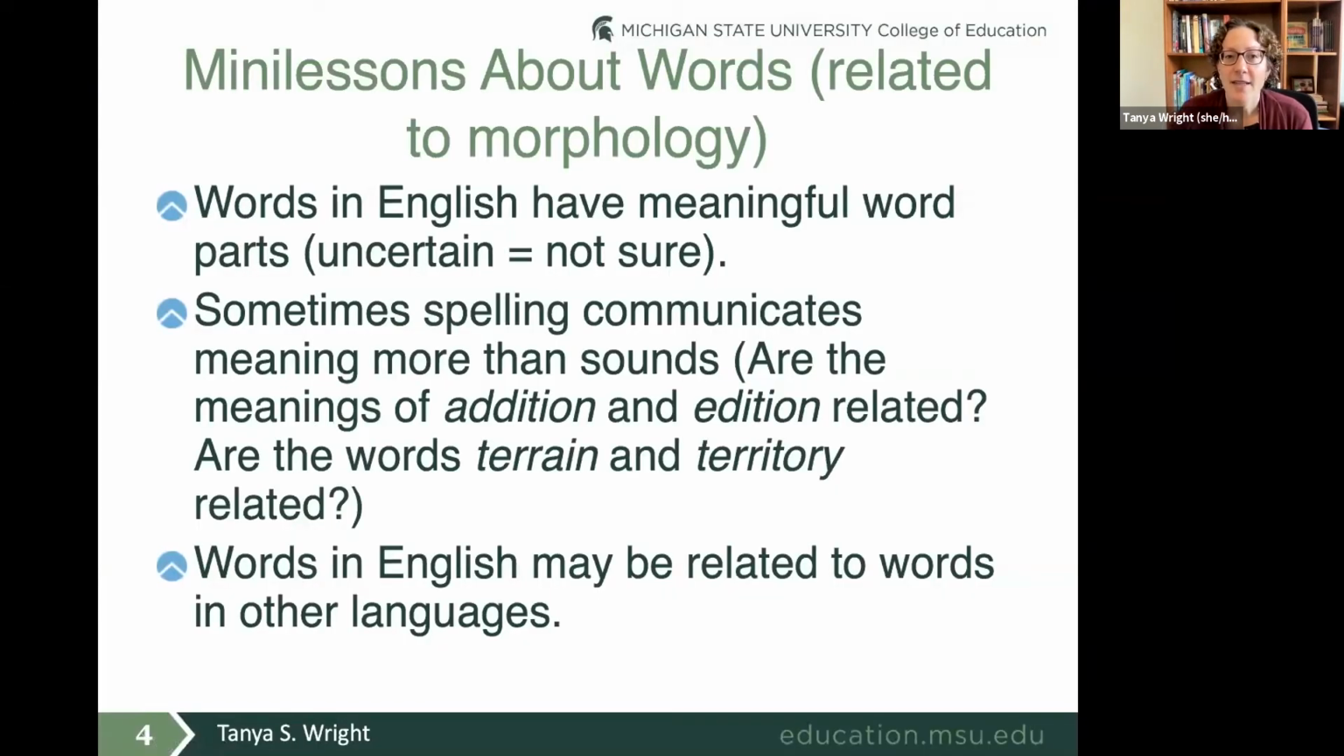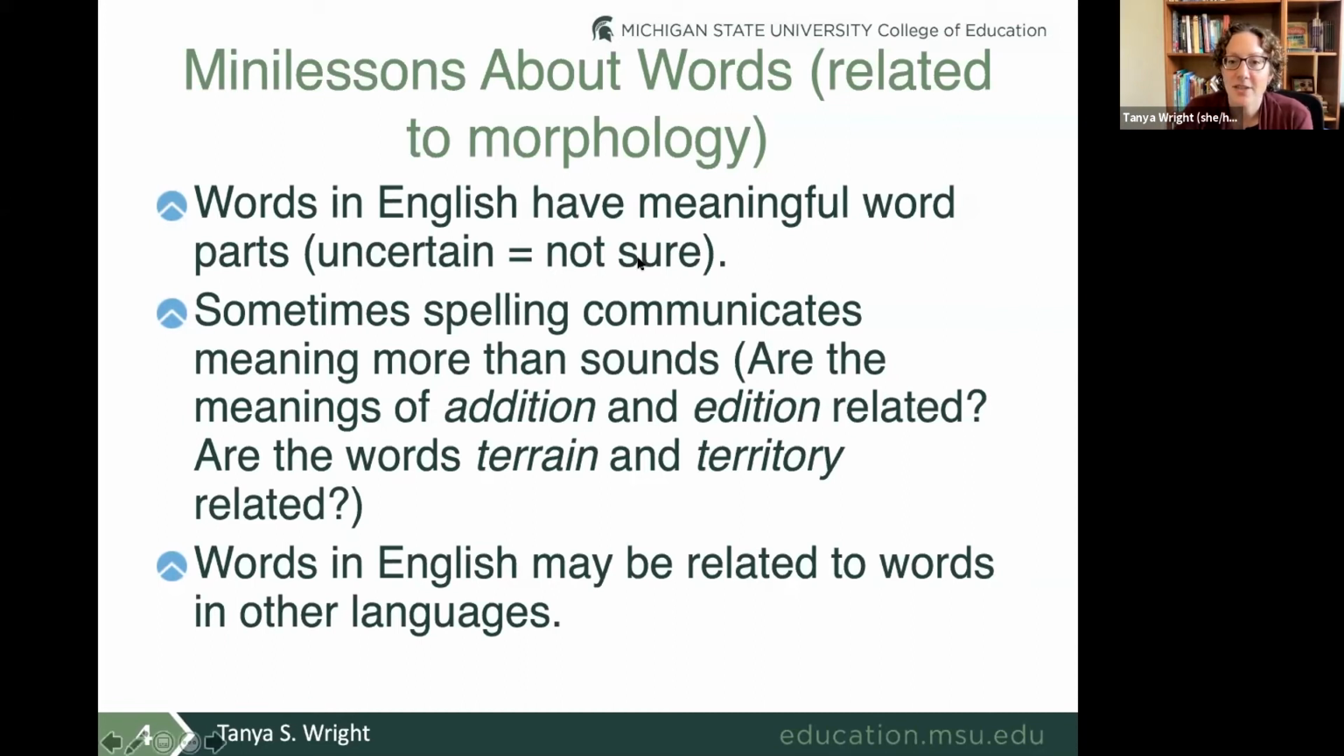So some of the things we want kids to understand about words and how words work, and I'm limiting myself to things about words related to morphology. This page could be much, much longer, but since we're talking about morphology, we want to make sure that kids have some sort of metalinguistic, or how our language works, understanding about words and word parts. So for example, it's really helpful for kids to just understand this idea that words in English do have meaningful word parts. That can help a lot. That's just a little tool that kids can use to figure out what something means. So for example, the idea that uncertain means not sure.